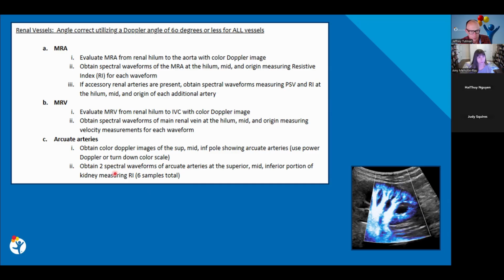So we used to just get 1 sample from each of these 3 portions here, but now we try to get 2 in each of those different locations. MFI, we really like using MFI as well to see some of these smaller peripheral branches.